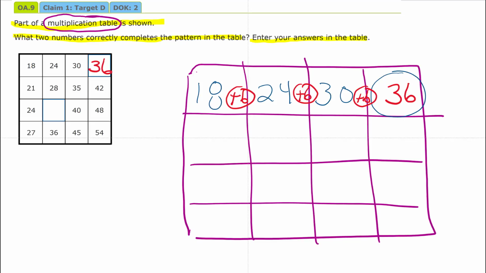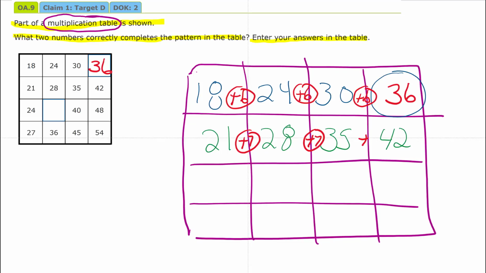If we go on to the second row, we can see how the second row increases as well. So 21 to 28 and to 35 and to 42. The difference between each of these numbers is also 7. So you could be adding 7 going all the way across. And so this is really our 7s row. And if we go back to the top one, that's our 6s row.